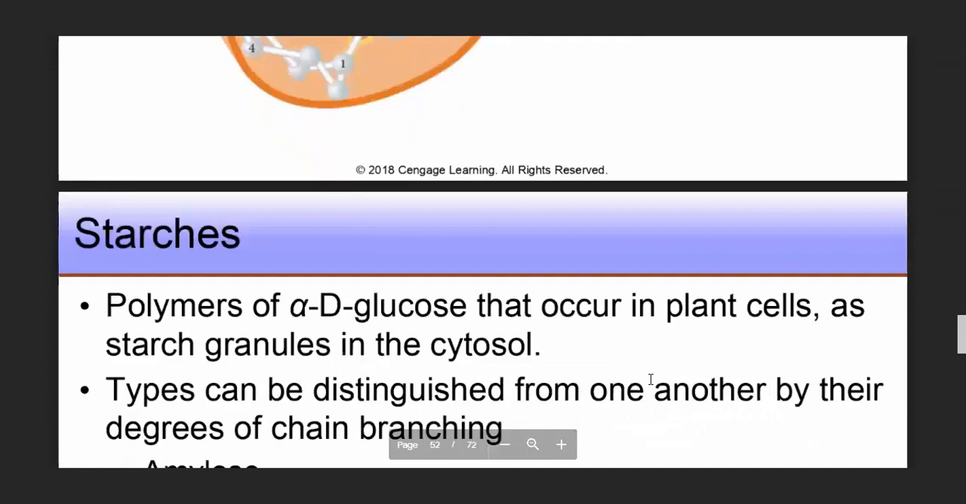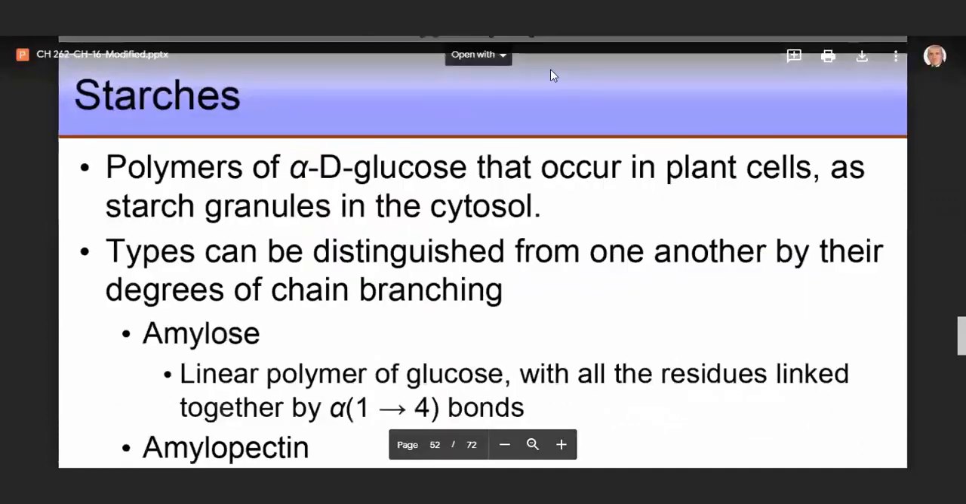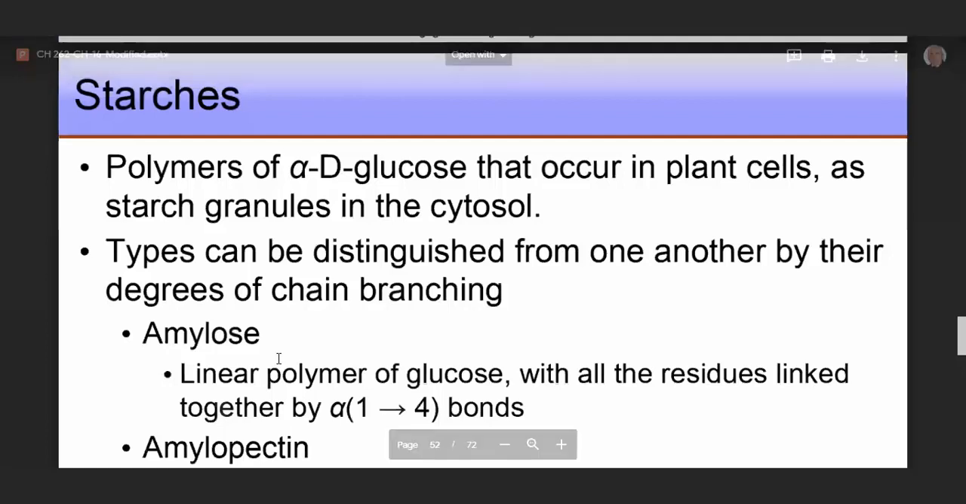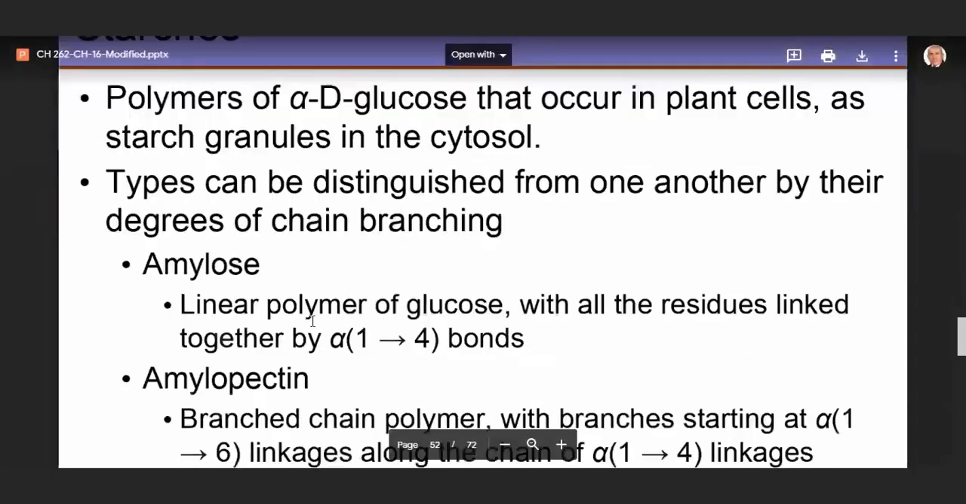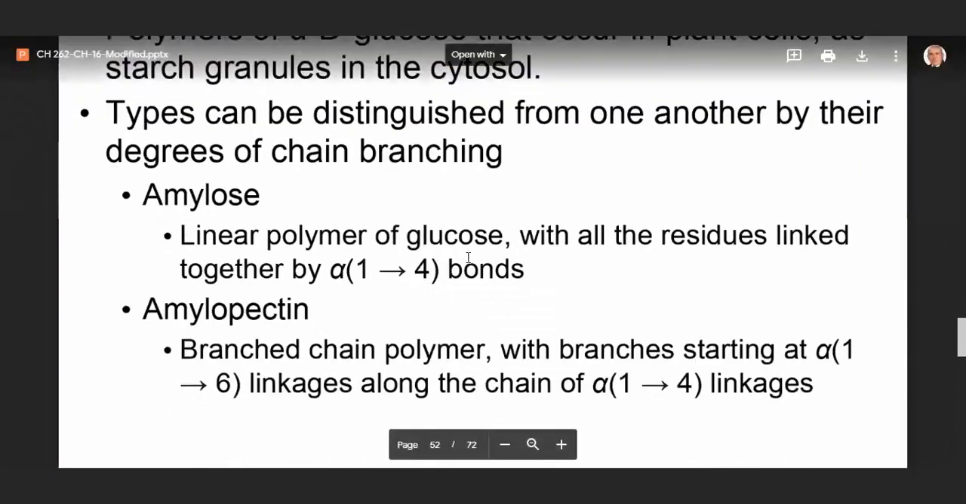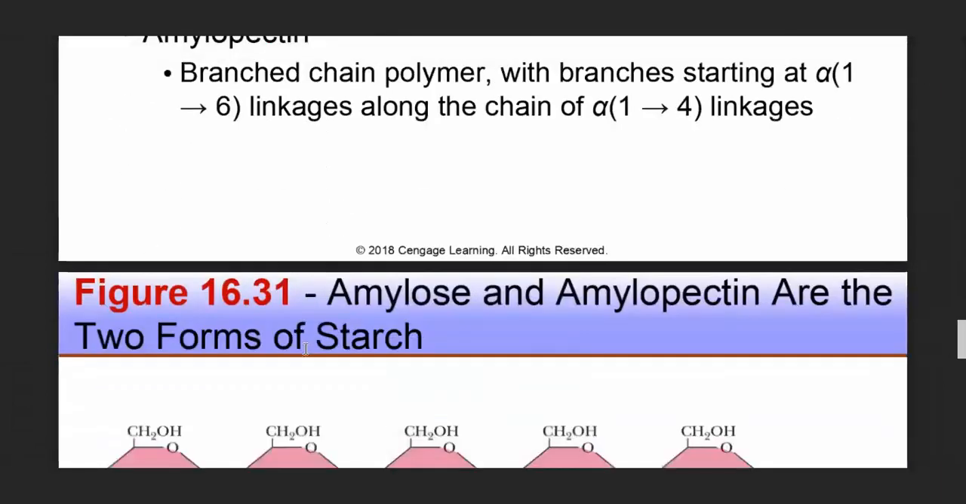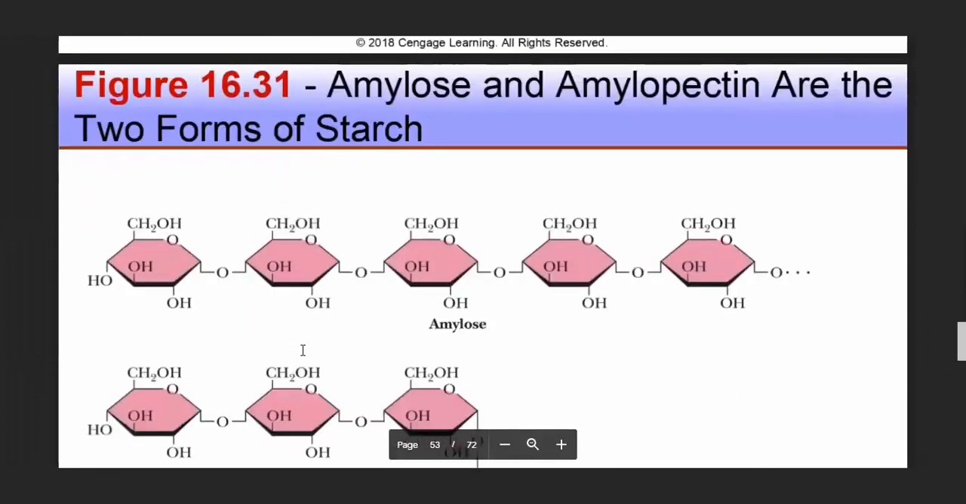Now we come to starches. We talked about the two types. They are polymers of alpha-D-glucose that occur in plant cells as starch granules in the cytosol. The types can be distinguished from one another by their degree of chain branching. Amylose is linear, amylopectin is branched. And I showed you before the alpha 1,4 and alpha 1,6.